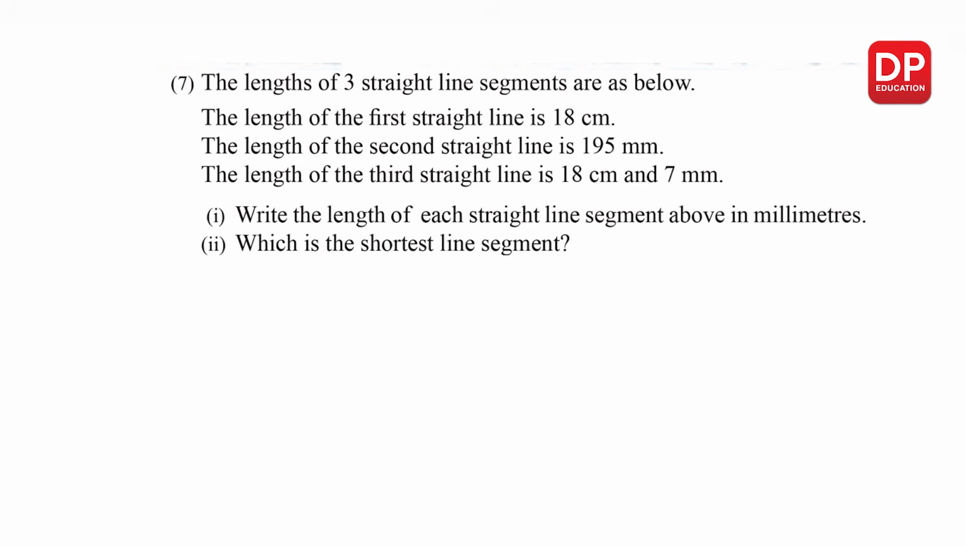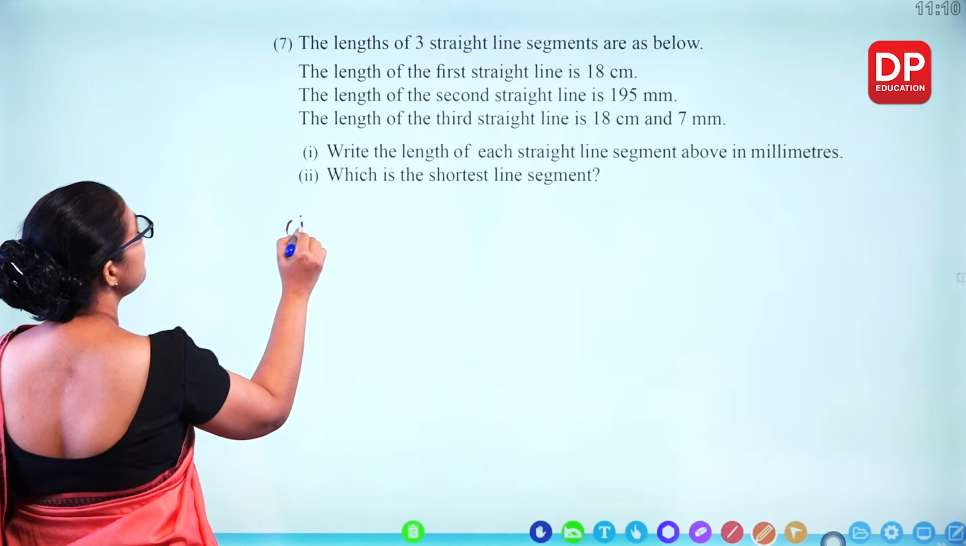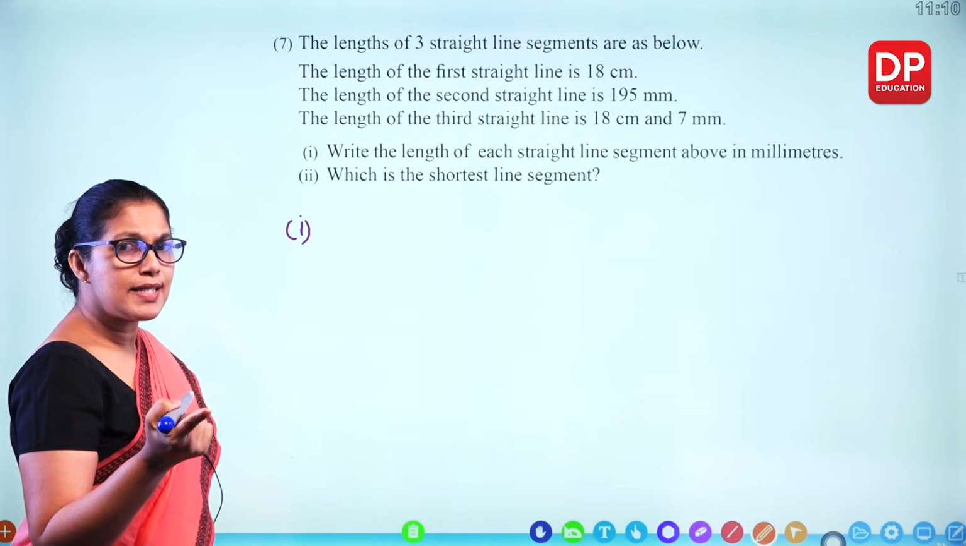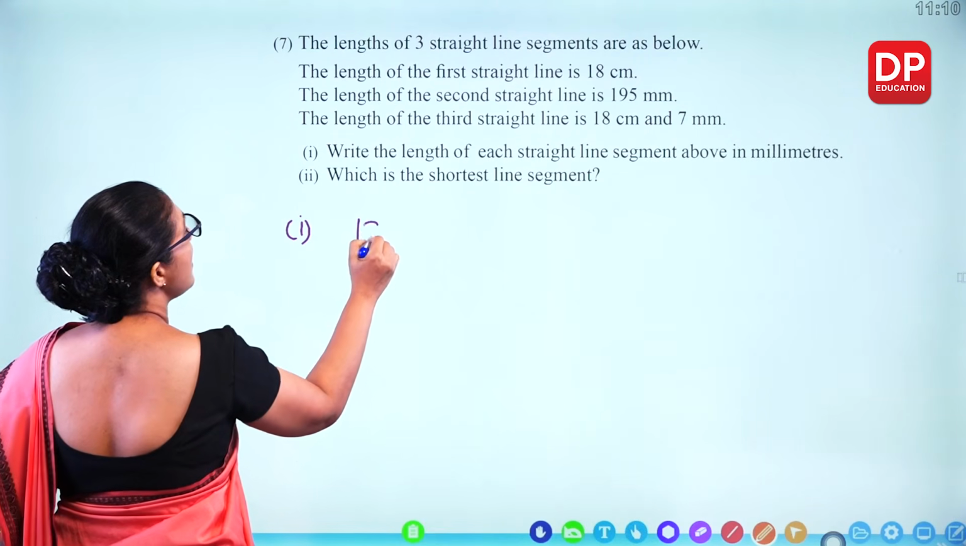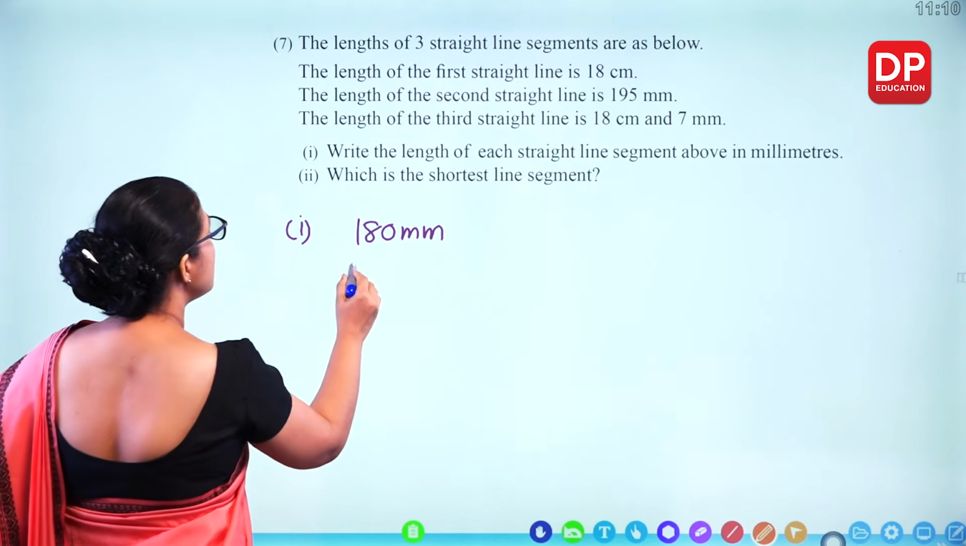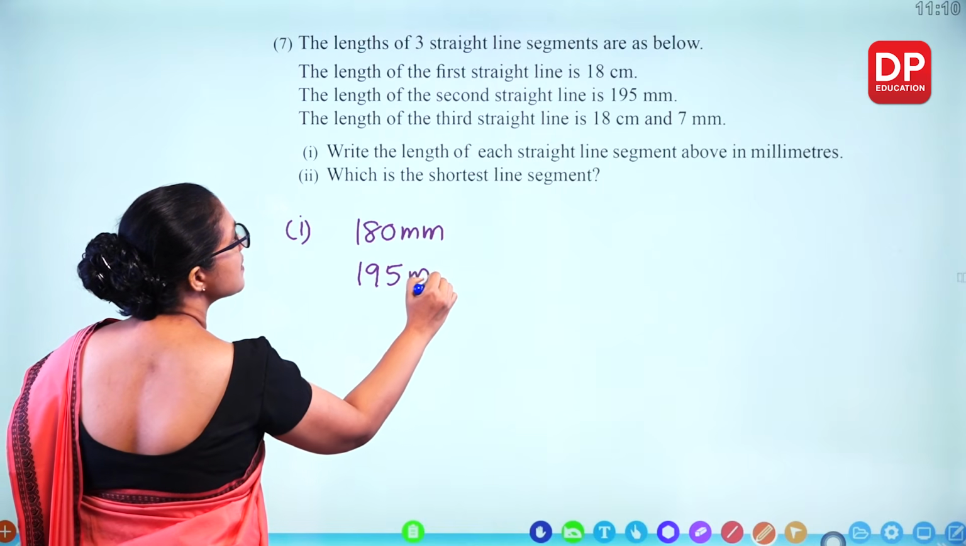The lengths of 3 straight line segments are as below. The first straight line is 18 centimeters. The second one is 195 in millimeters. And the third one is 18 centimeters and 7 millimeters. Write the length of each straight line above in millimeters. First one, 18 centimeters to millimeters, multiplied by 10, 180 millimeters. Second one, 195, already in millimeters.